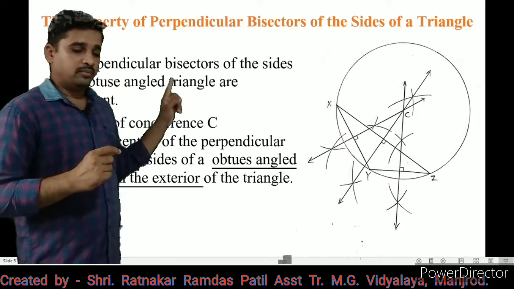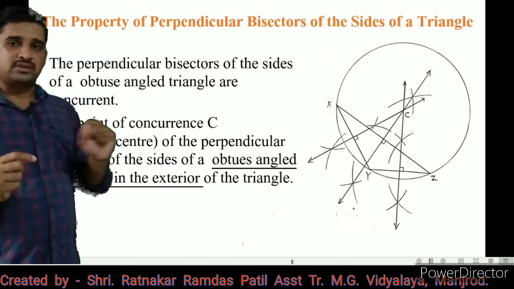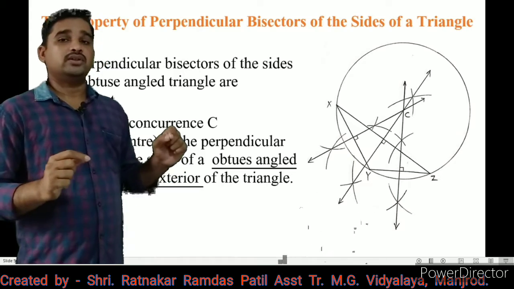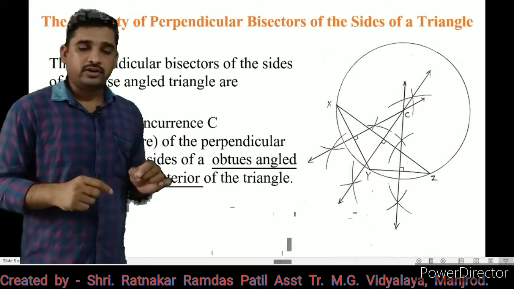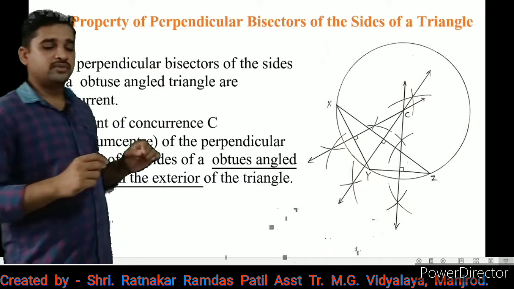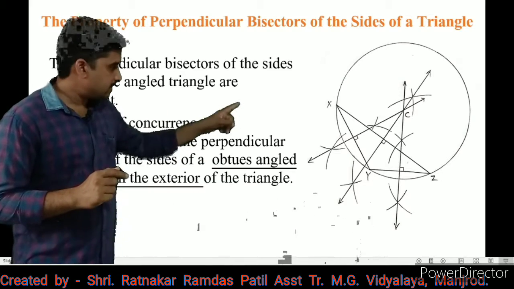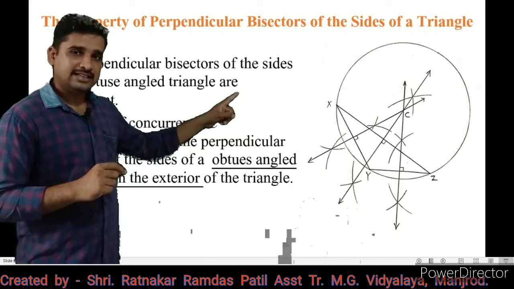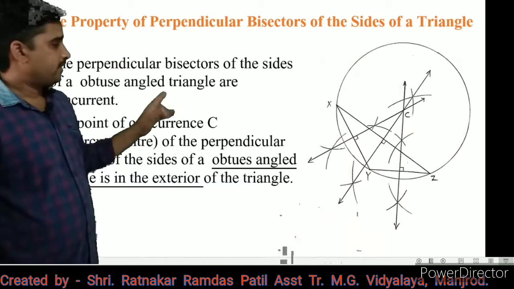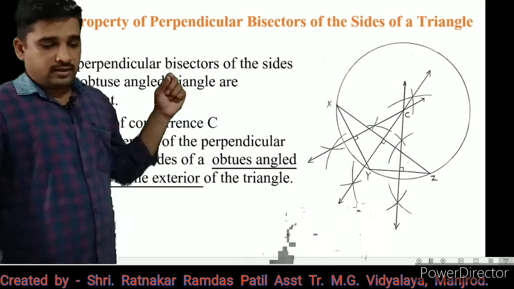We see that the point of concurrence C, that is the circumcenter. C for circumcenter, that is why we give the name, or the circumcenter is shown by the letter C. The point of concurrence C, that is the circumcenter of the perpendicular bisectors of the sides of an obtuse angle triangle, is, where is it? It is in the exterior of the triangle. You can see the circumcenter is in the exterior.